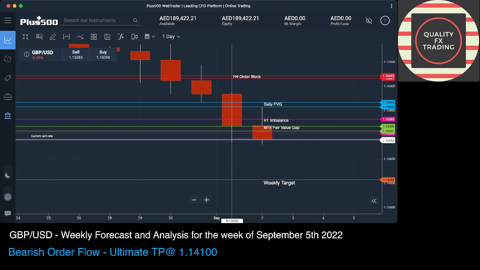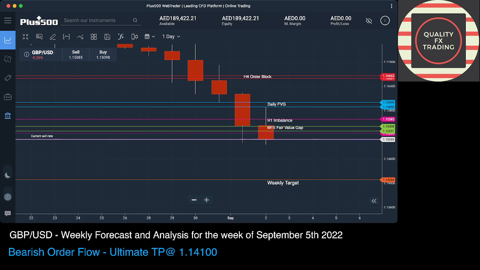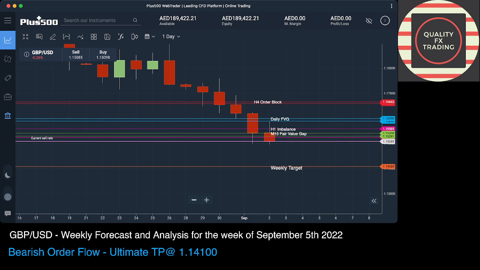Last week, as we have mentioned, our final target profit is going to be at the 1.14100 level, so we will stick to the same target for this week. And we can see the order flow, institutional order flow, is to the downside.